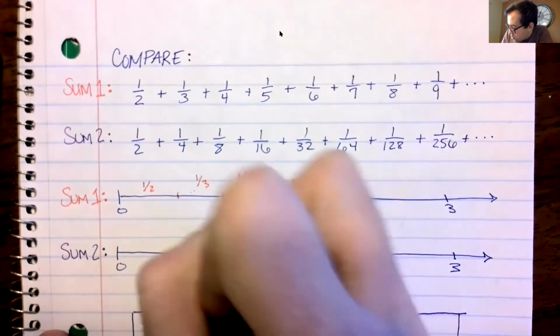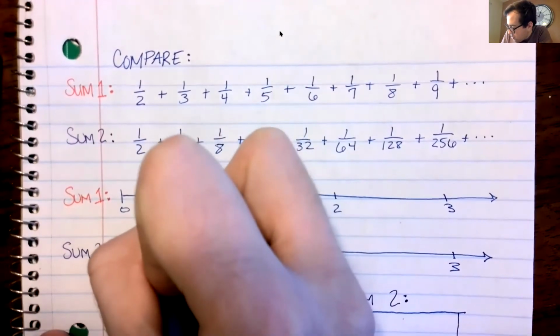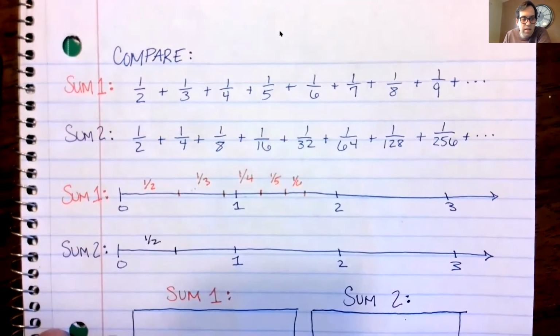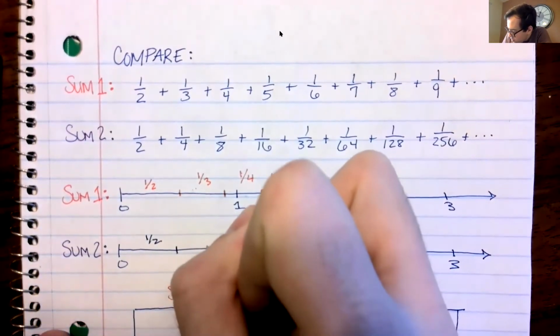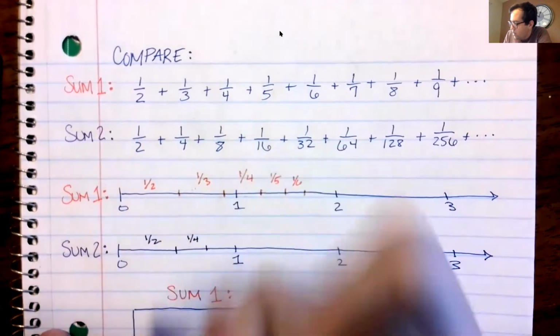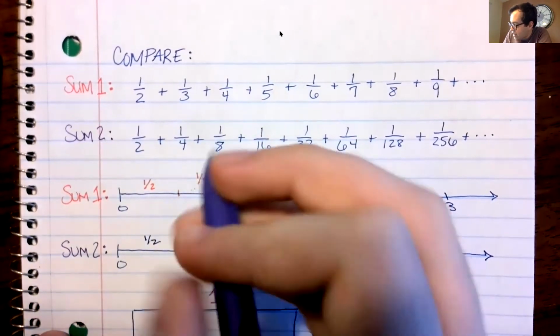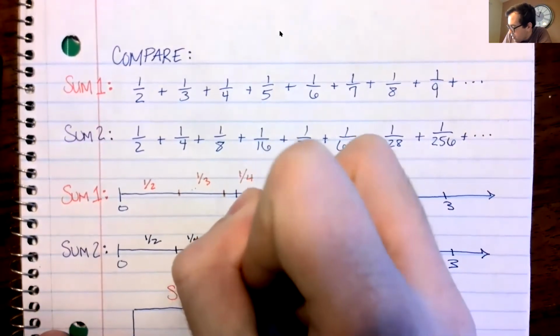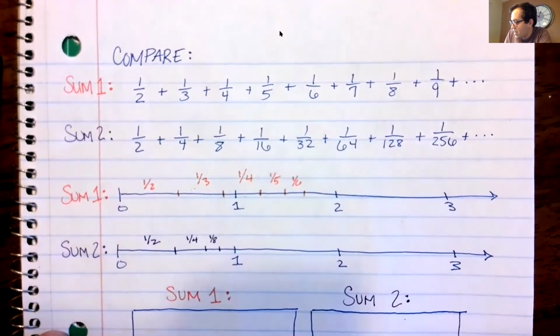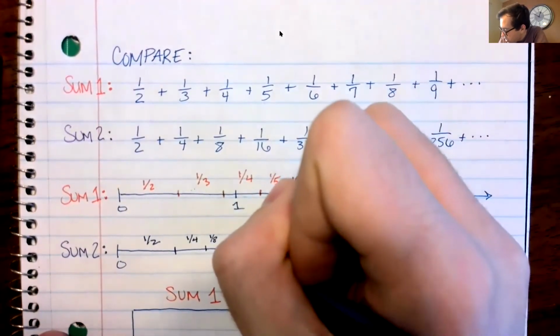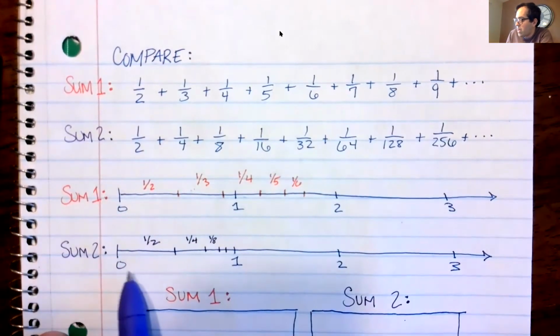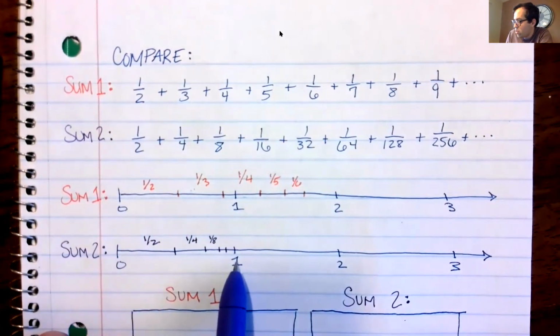1/2 is where we start. So we're starting right around here. And then I'm going to add 1/4. And then I'm going to add 1/8. And then I'm going to add 1/16. And every time I'm getting halfway closer to 1.